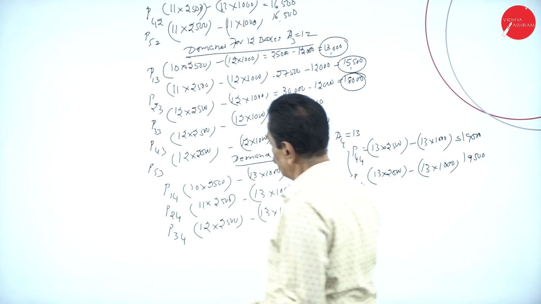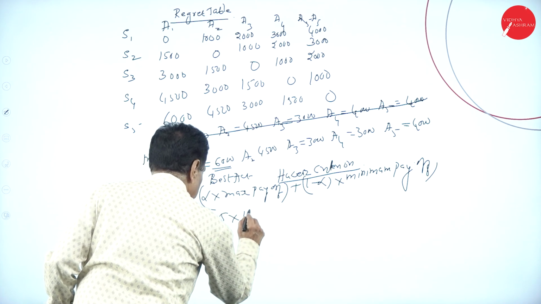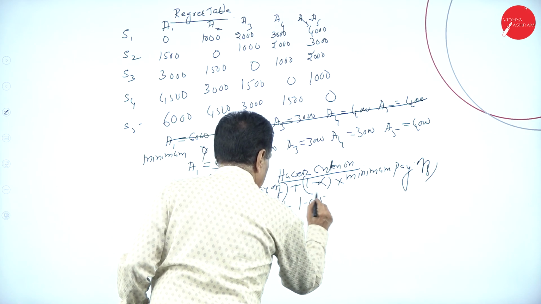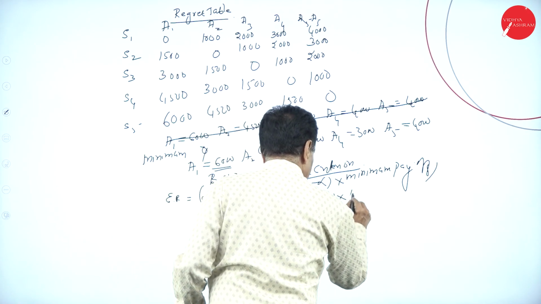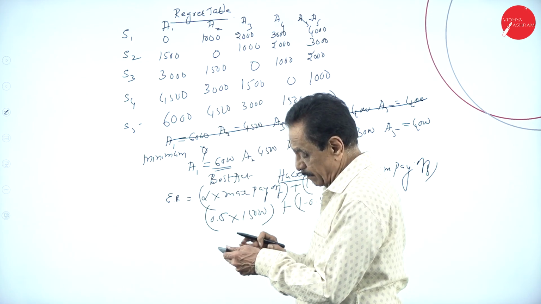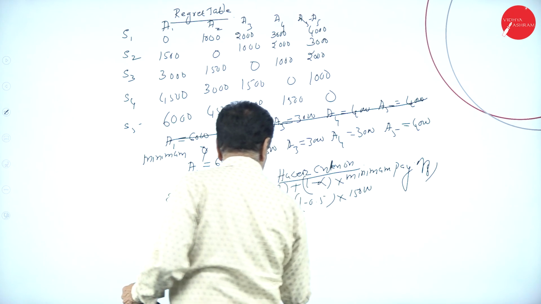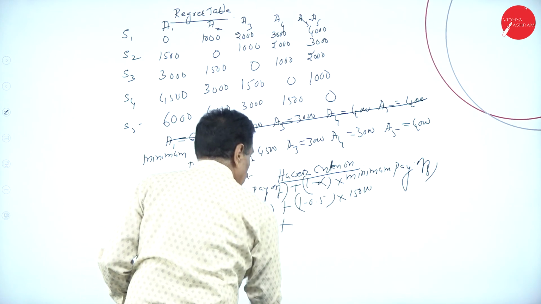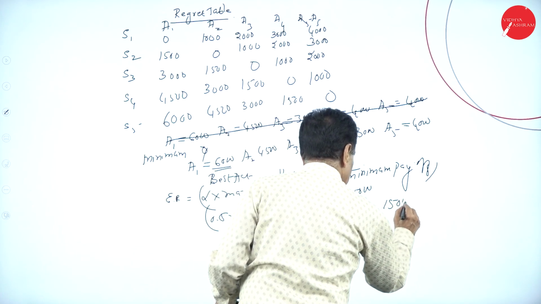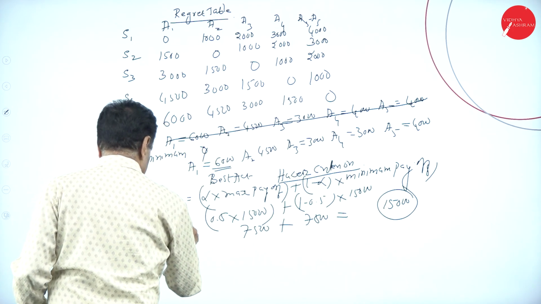Which is the highest one? 15,000. Which is the lowest one? 15,000. What's your alpha? Say 0.5. So 0.5 into 15,000 plus 1 minus 0.5 into 15,000. So 7,500 plus 7,500 is equal to 15,000. This is the first one.